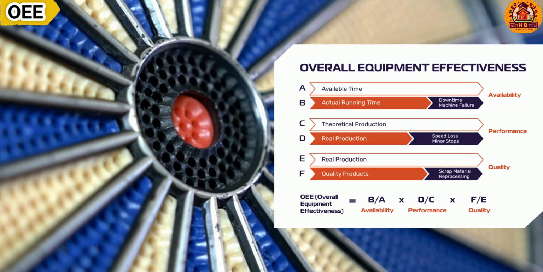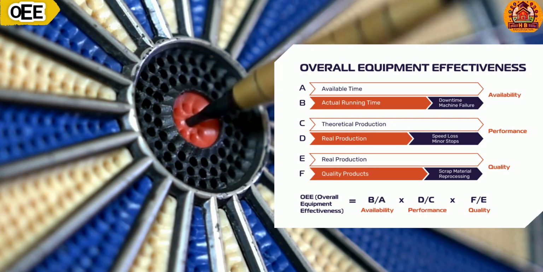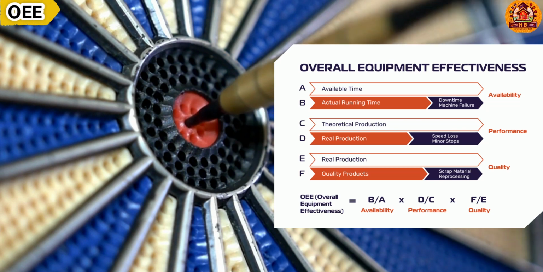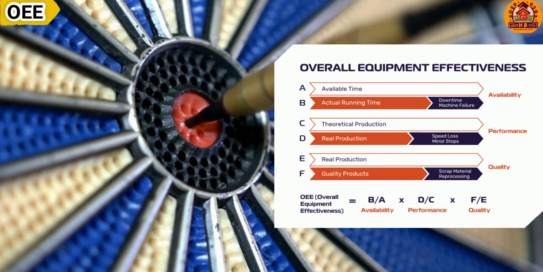So after getting the values of availability, performance and quality, now we just have to multiply all three values and the output will come as OEE.